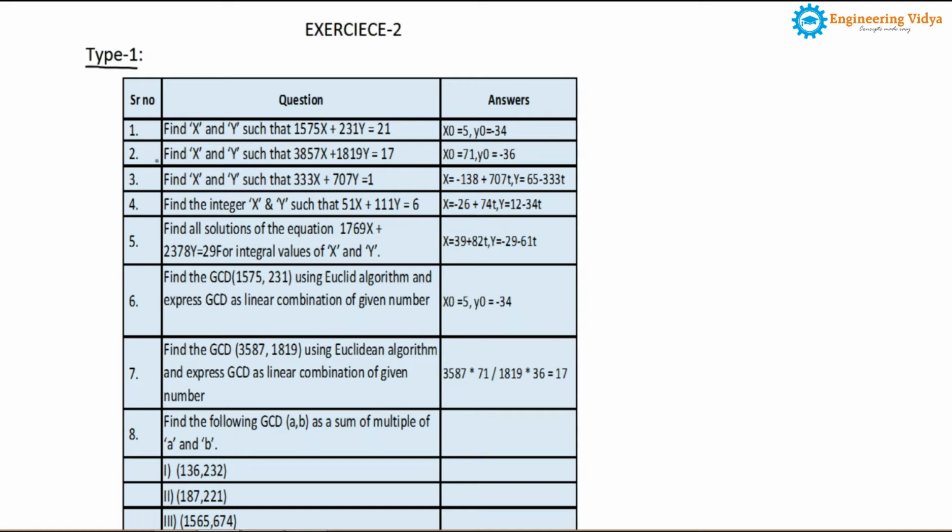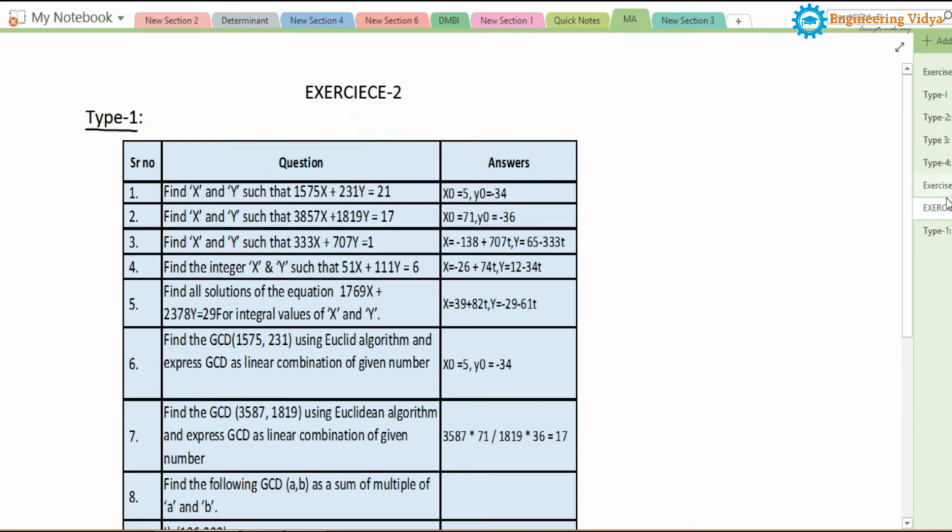In sum number 1 they are asking: find x and y such that 1575 into x plus 231 into y is equal to 21. Here we have one equation, and we have to solve this equation, and after solving that we need to find x and y. So now we'll come to the solution part.